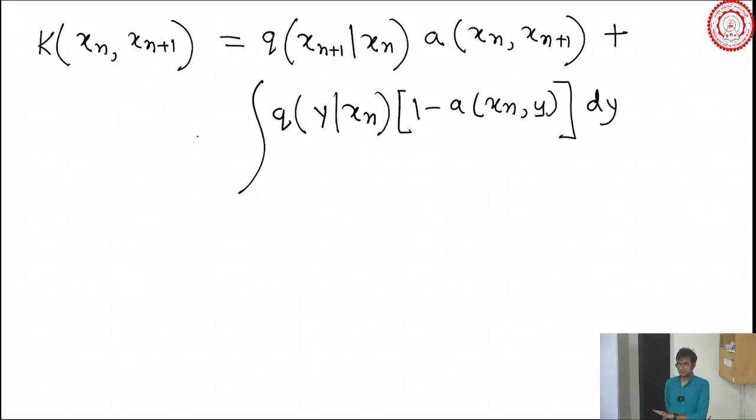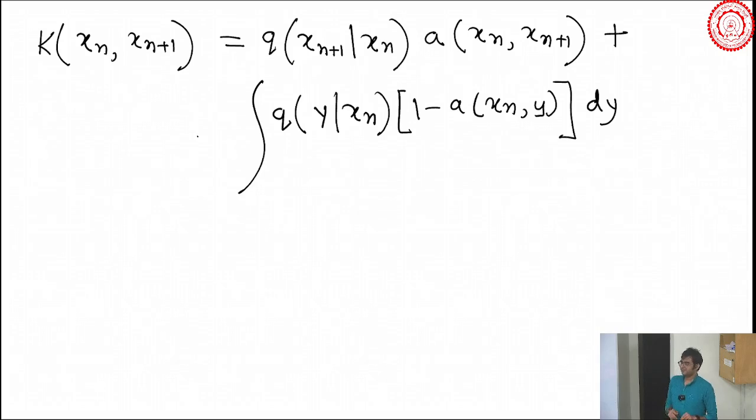I'll repeat. Whenever you are getting accepted, your y is automatically becoming xn plus 1. That is just one way, assuming xn plus 1 is constant. But whenever it is getting rejected, xn plus 1 is equal to xn, but that can happen for different possibilities of y. All the possible y's that get rejected will give you xn plus 1 equal to xn. So that's why the integral. Clear? This is your transition kernel. So you do not get the transition kernel directly, you use the proposal to arrive at the transition kernel.